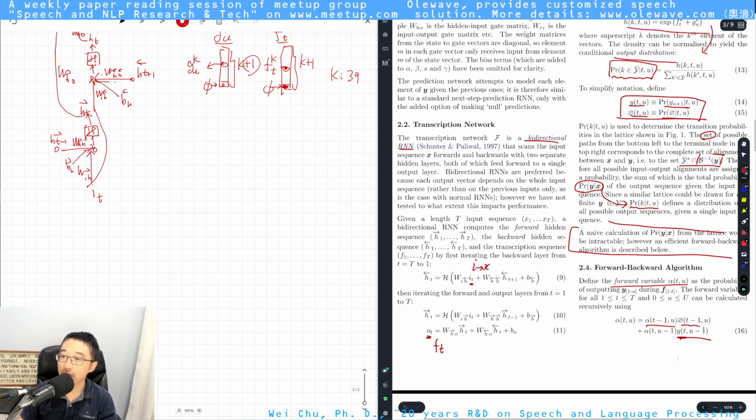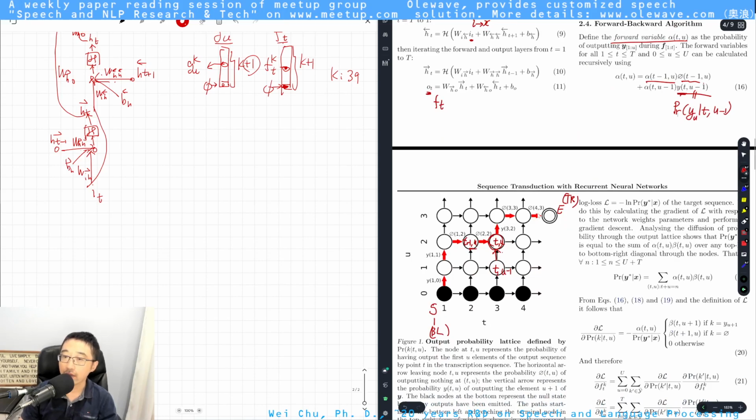This is actually equivalent to the probability of u, y_u, t, u minus 1. Okay. Right? You see? From here to here, this is exactly the probability over here.